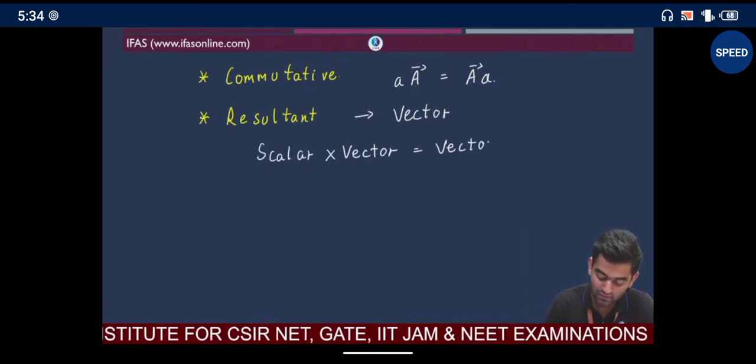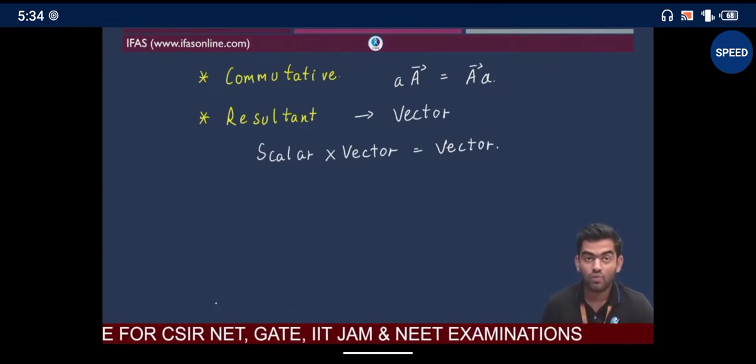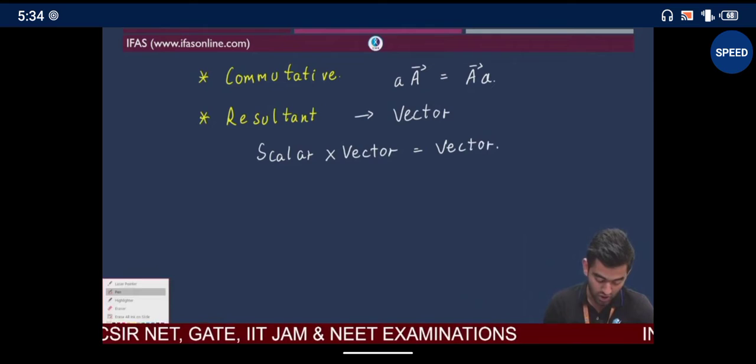It will always result in a vector. So these are a few properties of vector multiplication. Now let's talk about vector addition.